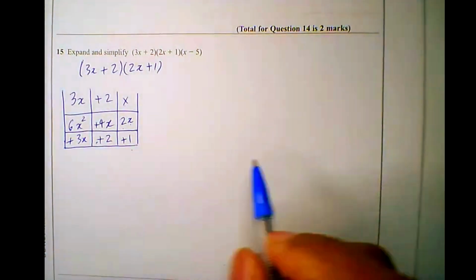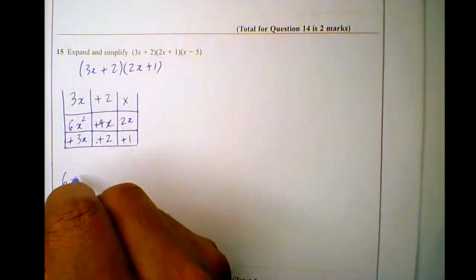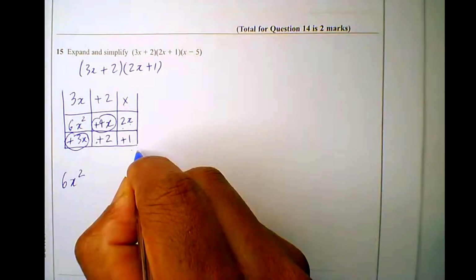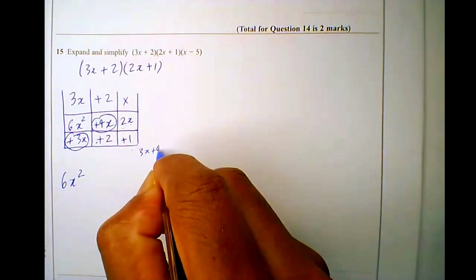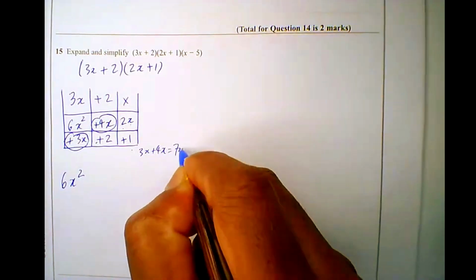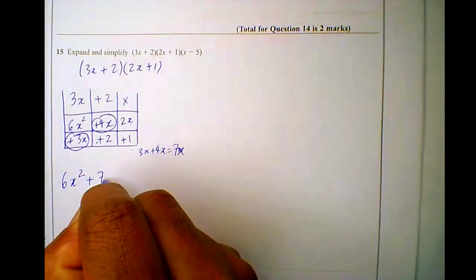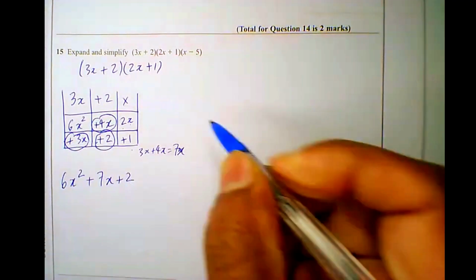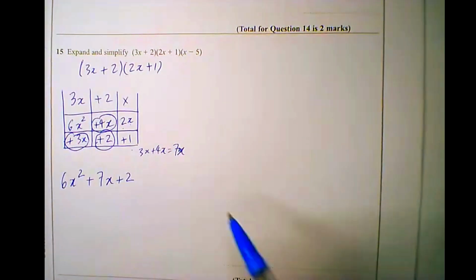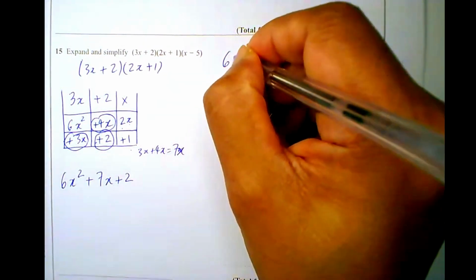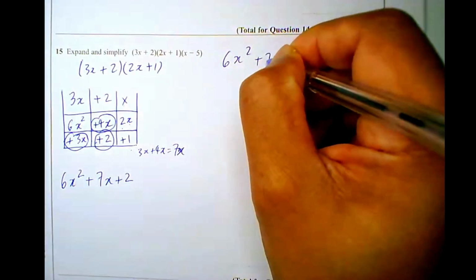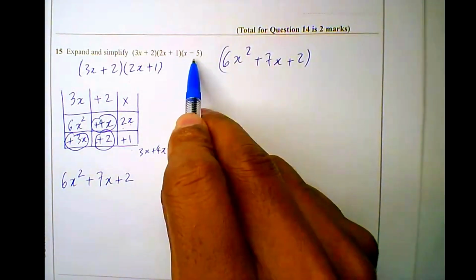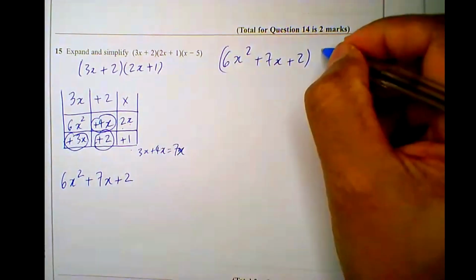And now I collect my like terms. 6x squared stays as it is. I've got 3x and 4x. 3x plus 4x gives me plus 7x. And then I've got plus 2 there. Okay, so that's my simplified answer. Now I'm going to take that 6x squared plus 7x plus 2, and I'm going to multiply it with my third term, which is x minus 5.